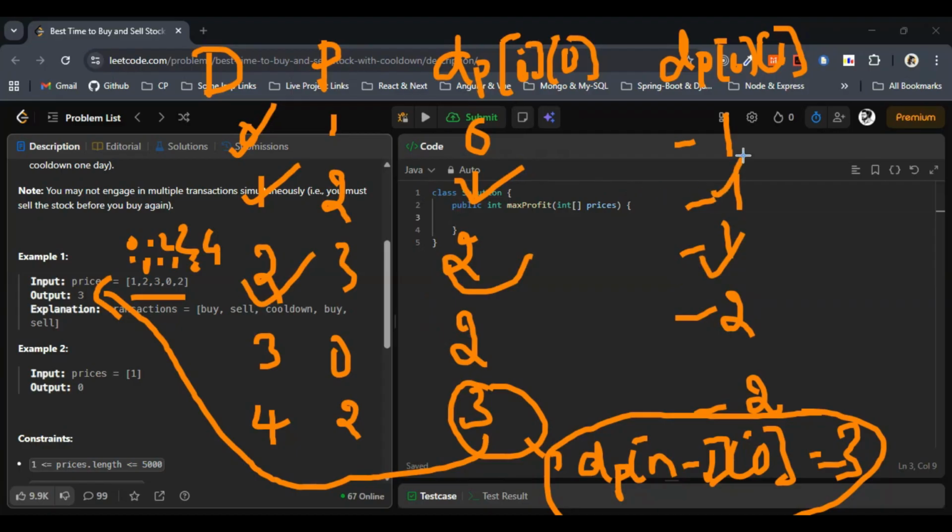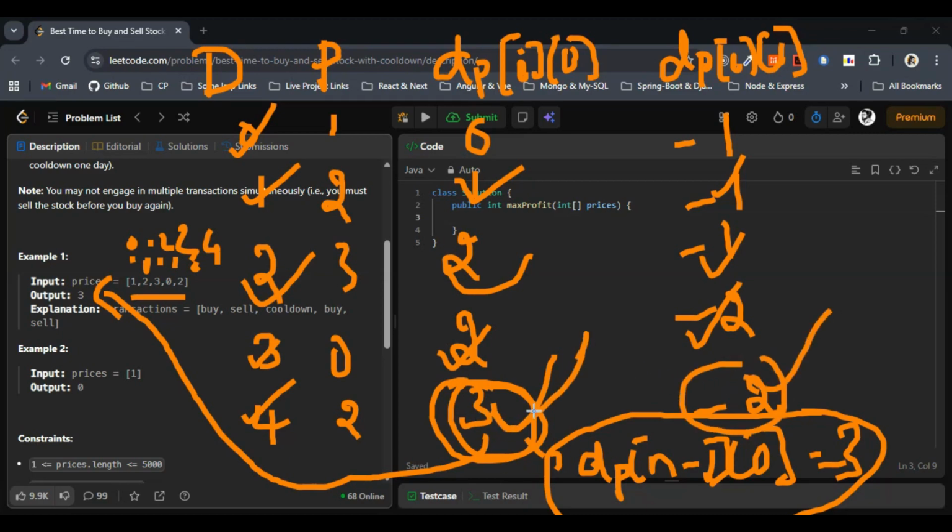Next, on the third day, we'll buy today, that is nothing but 2 minus 0, equivalent to 2, or the max will be minus 2 after the cooldown. Then finally, on the fourth day, we will sell today, nothing but minus 2 plus 2, that will be equivalent to 0, and the max profit will be 3 here in this case. So this remains minus 2 itself. Max profit will be 3.